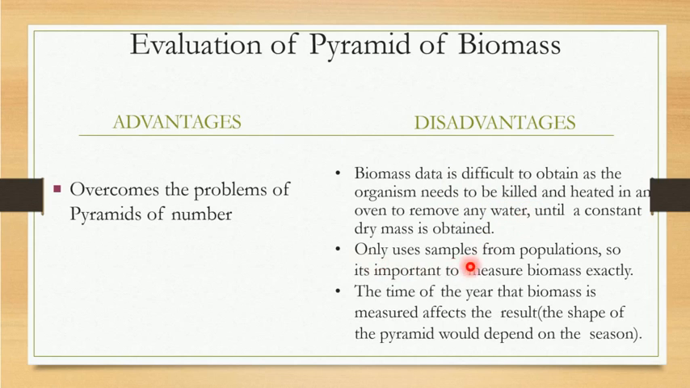It only uses samples from the population, so it is important to measure biomass exactly. Okay, so if you are taking samples, obviously you will not get the representation of the entire population of that particular ecosystem. Also, the time of the year will play a very important role. According to the time of the year the biomass will vary, and that will also decide the shape of the pyramid. So the shape of the pyramid would depend on the season. So these are the disadvantages of the pyramid of biomass.